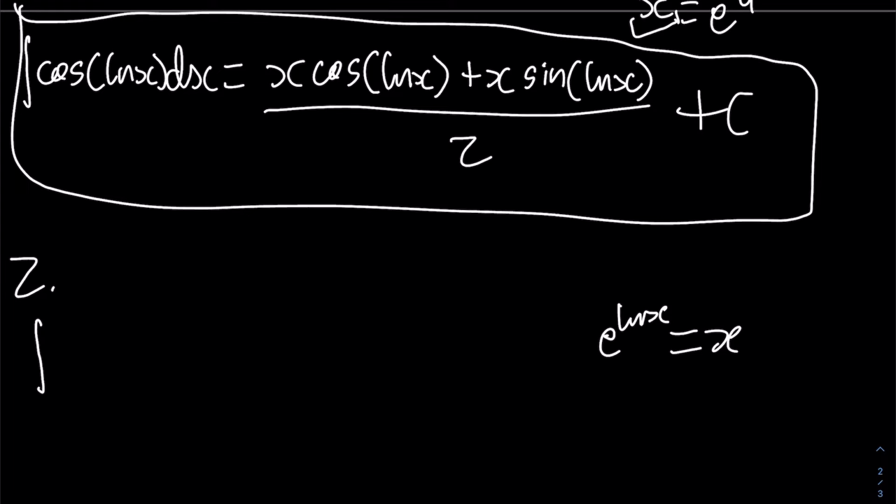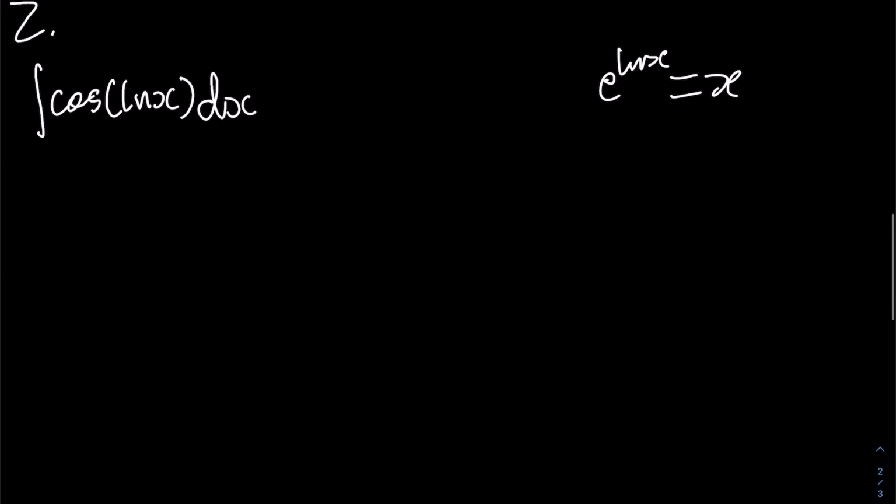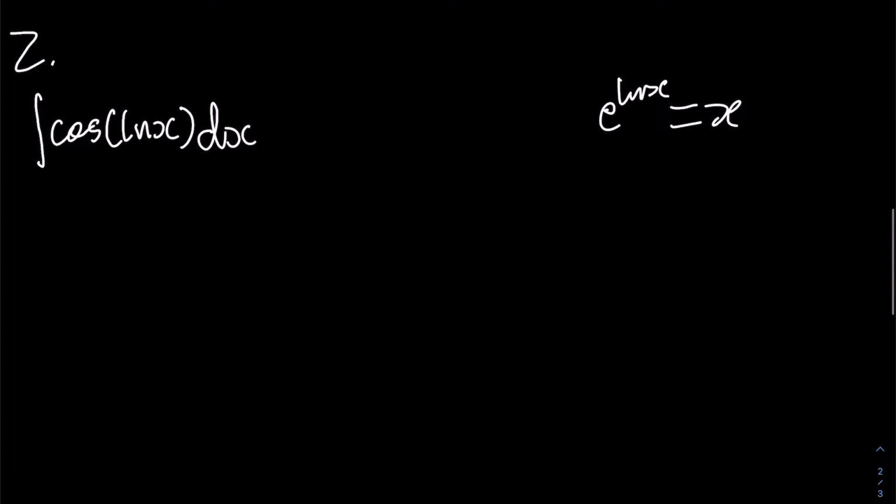We want to evaluate the integral of cosine of ln x. And what we'll be able to do using this method is not only evaluate this, but also evaluate the integral of sine of ln x. So we'll essentially kill 2 birds with 1 stone. We know that Euler's identity states that e to the i theta is equal to cosine theta plus i sine theta. And we've worked with this a lot in my previous videos.